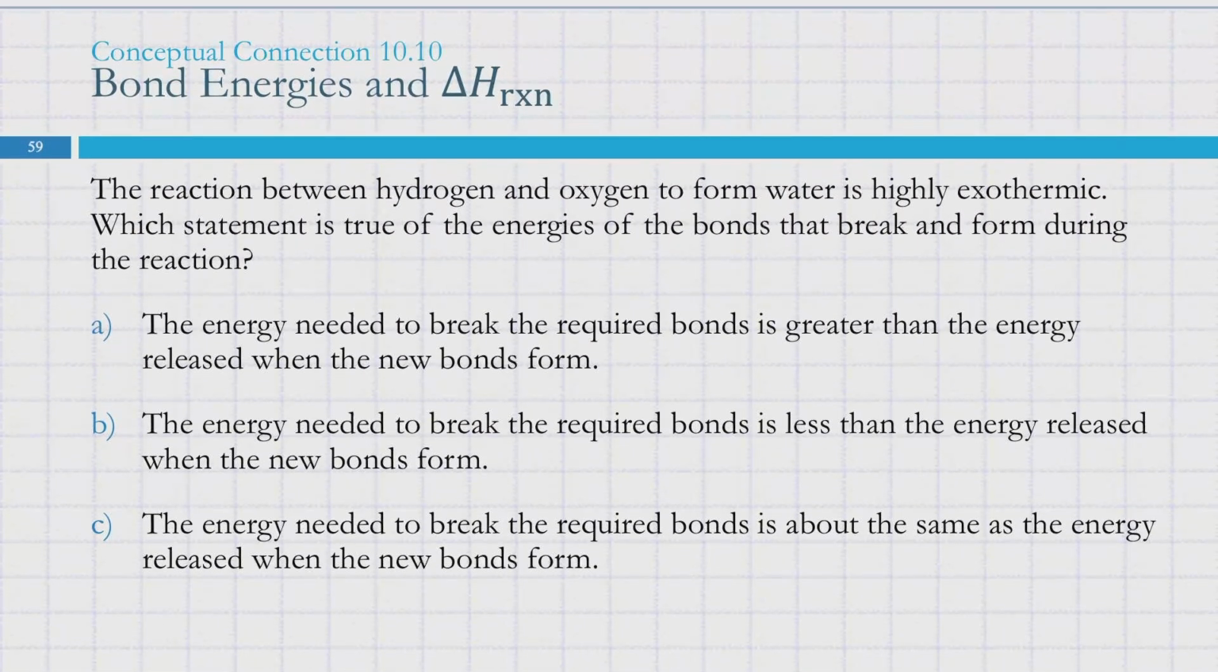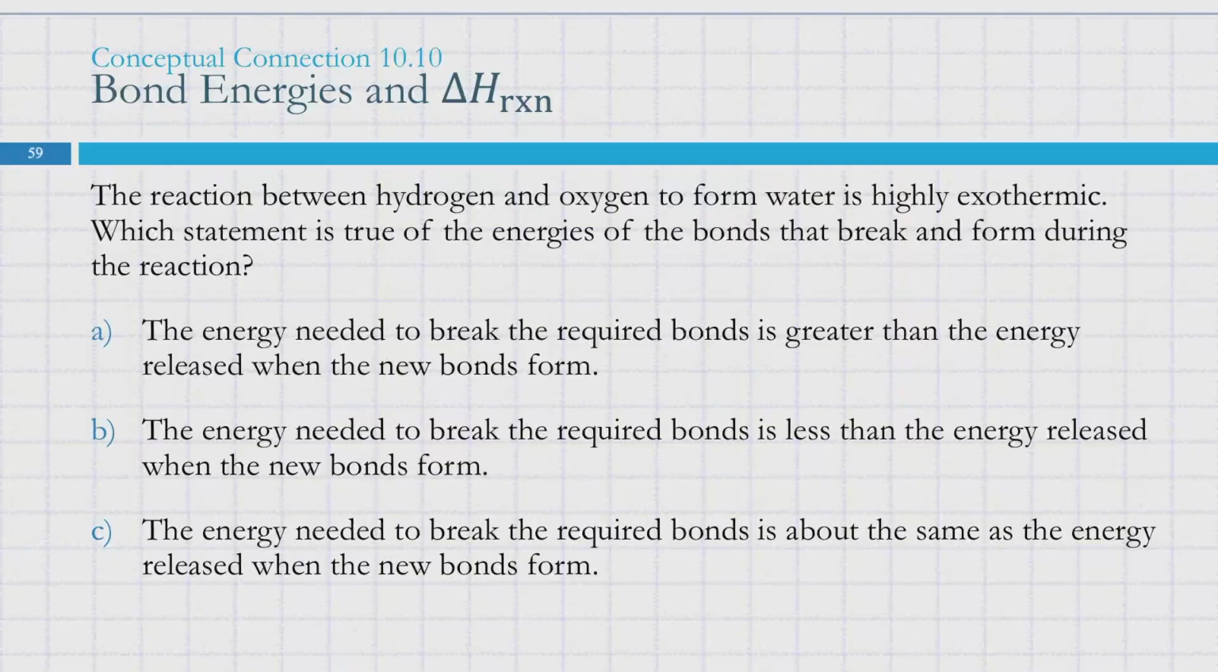All right, scooting off to do another example. I know that there's another calculation one in here that I'd like to get to before the end of class. Okay, the reaction between hydrogen and oxygen gas to form water is highly exothermic. Which statement is true of the energies of the bonds that break and form during the reaction? Is it that the energy needed to break the required bonds is greater than the energy released? Is it less than the energy released? Or is it about the same as the energy released? Without doing any calculations, what do we think?